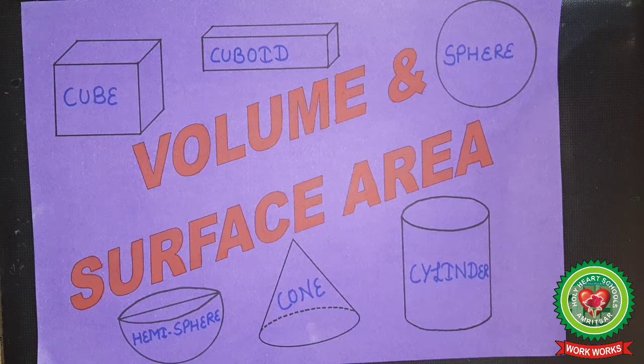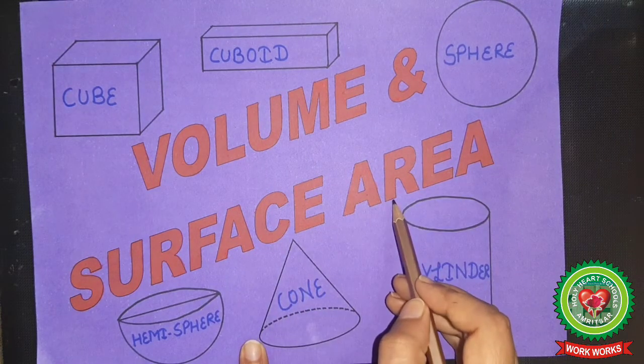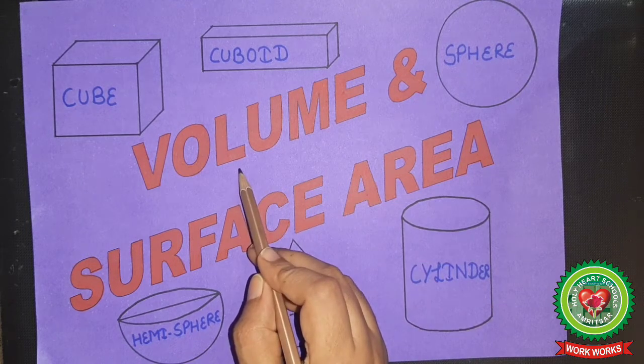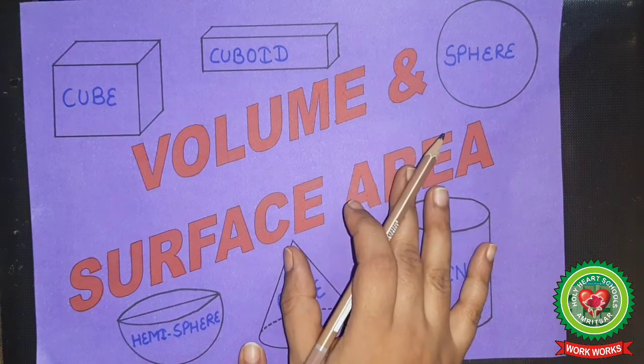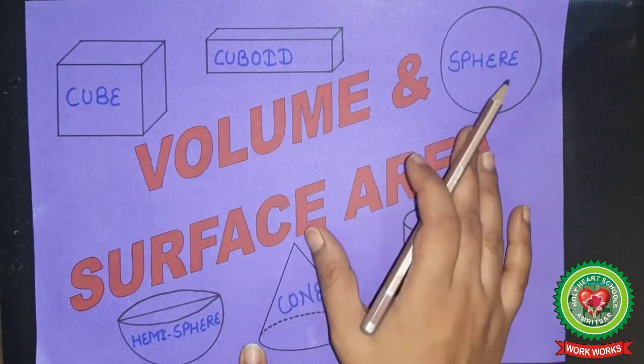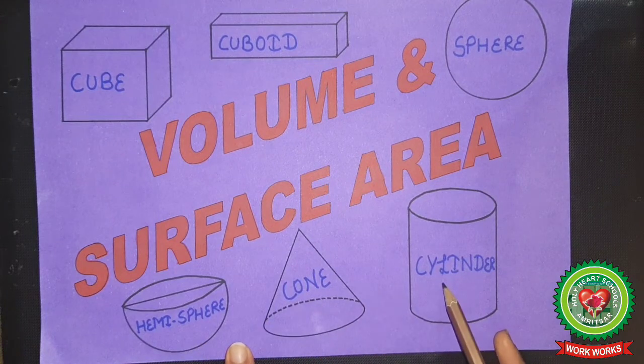Today we will start a new chapter, that is volume and surface area. Now children, volume is to be calculated for three-dimensional figures like cube, cuboid, sphere, hemisphere, cone and cylinder.